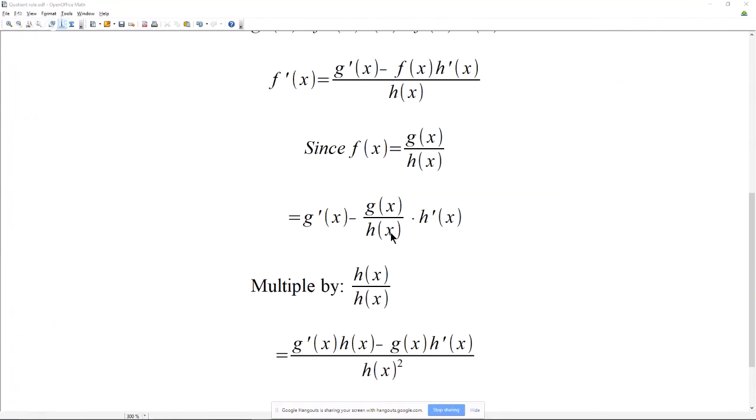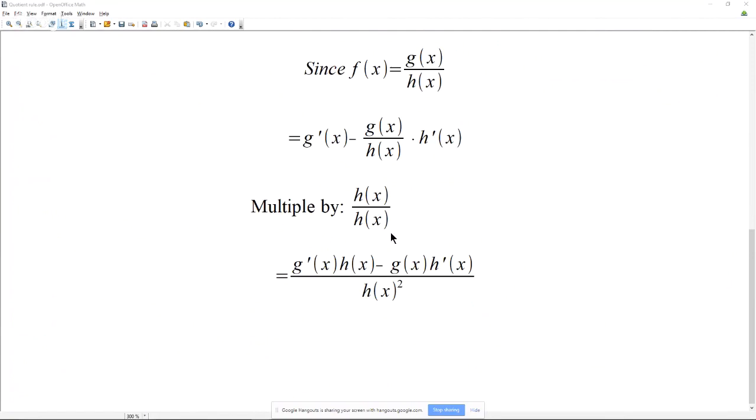Okay, so when we get that, then we have to figure out how to factor this to get to the equation we want. One of the ways to do that is times by 1. Anything over itself equals 1, h of x over h of x is equal to 1. So I can multiply the top by h of x, and it makes it multiply the bottom by h of x.